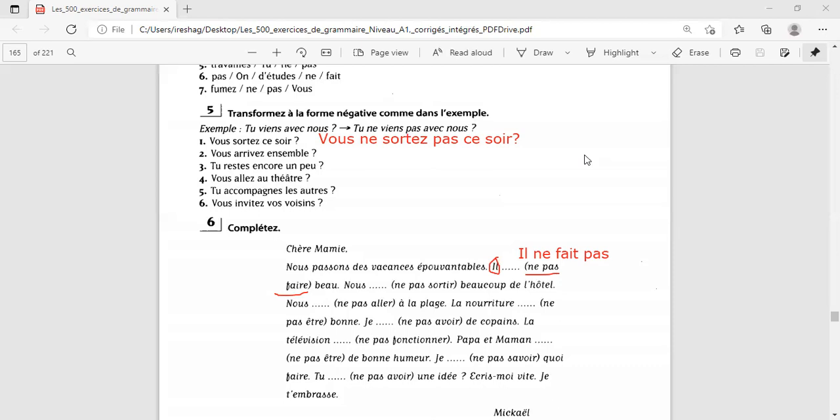Tu restes encore un peu, you stay a little bit more. Tu ne restes pas encore un peu. Vous allez au théâtre, you go to the theater. Vous n'allez pas au théâtre. Tu accompagnes les autres, you accompany the others. Tu n'accompagnes pas les autres.